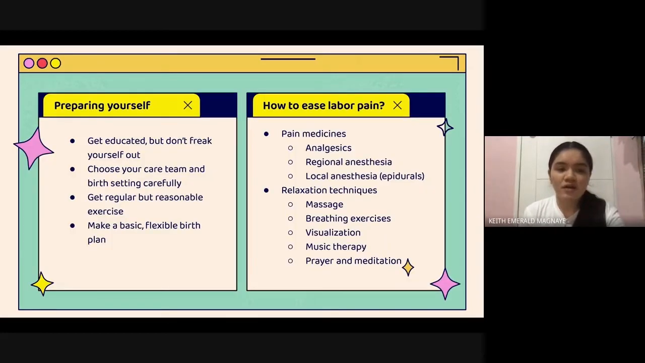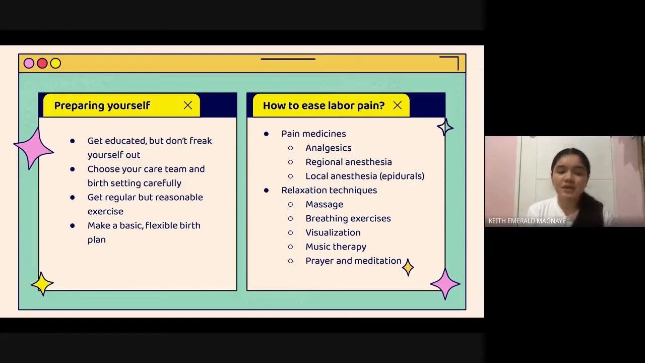So, these are the things that you can do to ease labor pain. Magsisimula po tayo sa kung paano nyo po pwedeng i-prepare yung sarili nyo sa nalalapit nyong panganganak. First is, get educated, but don't freak yourself out.